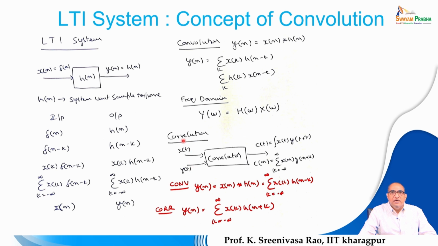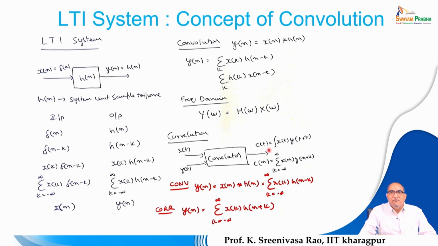If you analyze the correlation between these two signals, the correlation can be evaluated using this expression. So, C of t is nothing but the correlation between x of t and y of t.